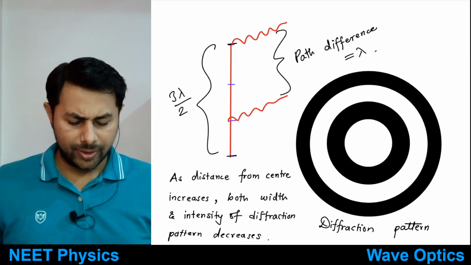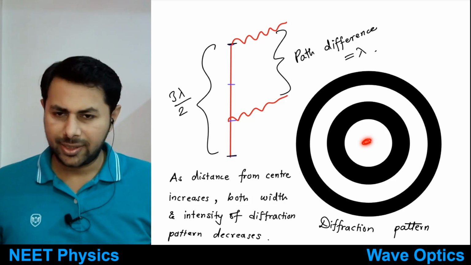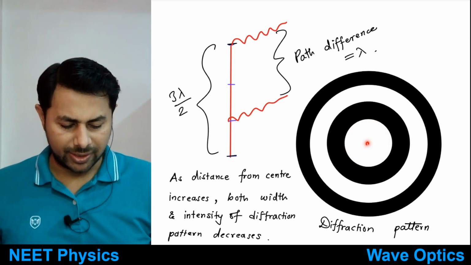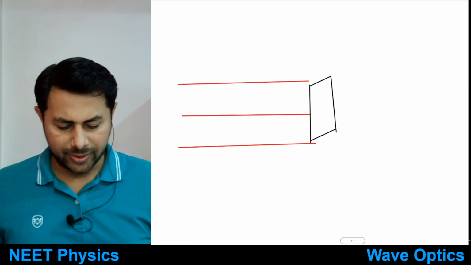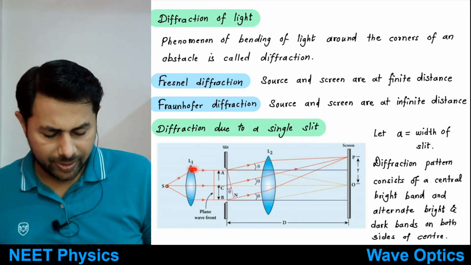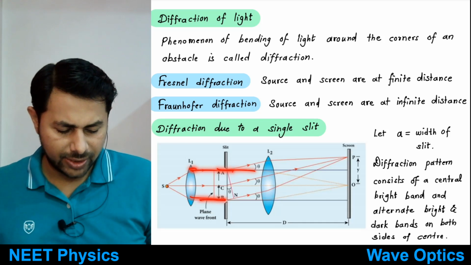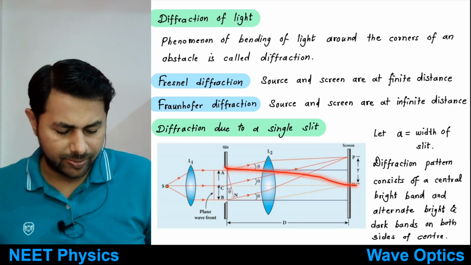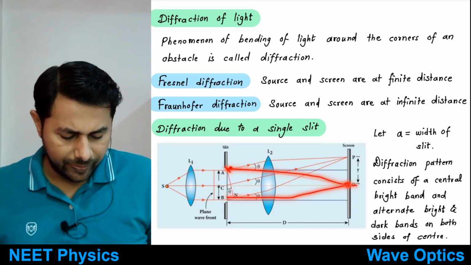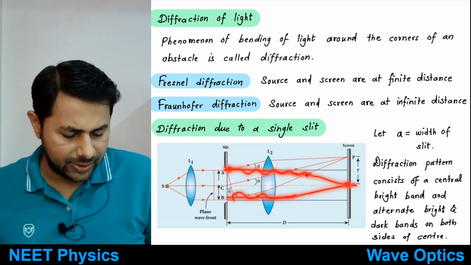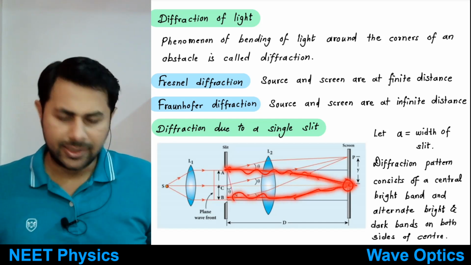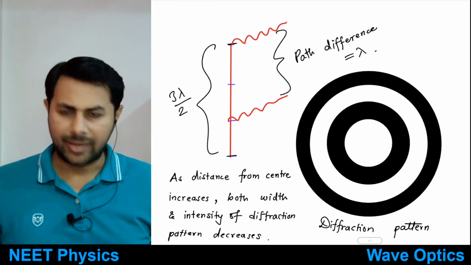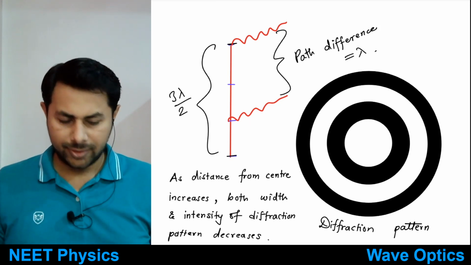All right, good. So see, at the center there will always be a bright band. Because of what? Because the light that's coming from this edge as well as this edge will travel equal distance to reach the center. So there won't be a path difference for the light waves that are coming to the center. So at the center there would always be a bright band, but then it will be followed by a dark band and a bright band, so on and so forth.